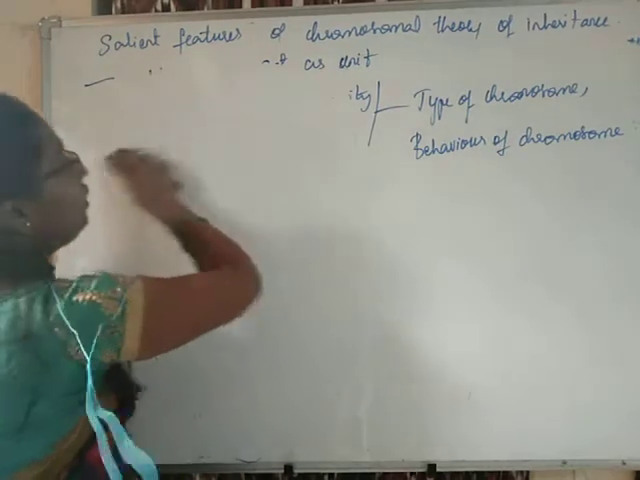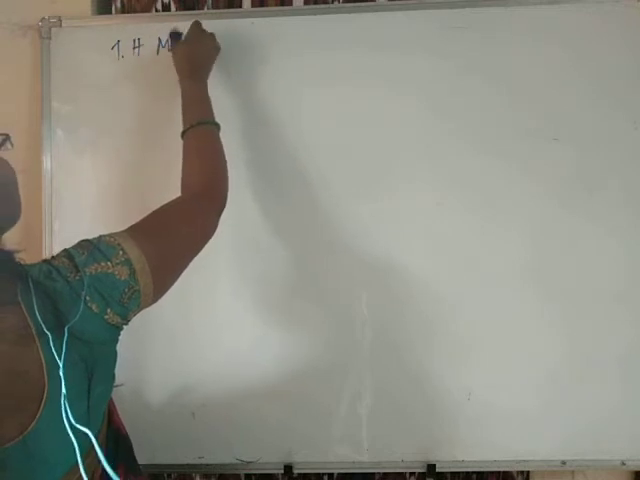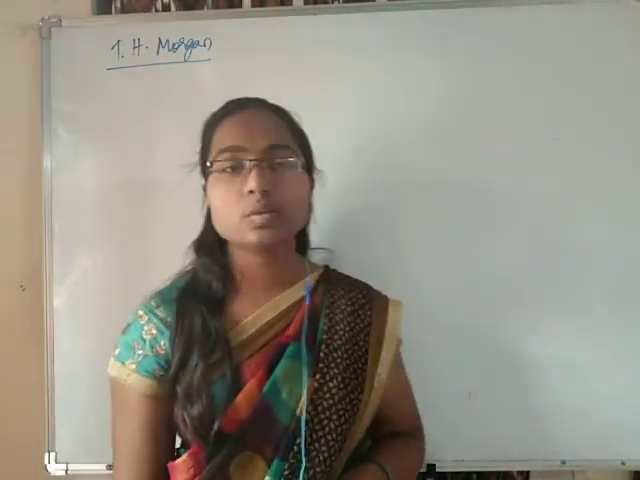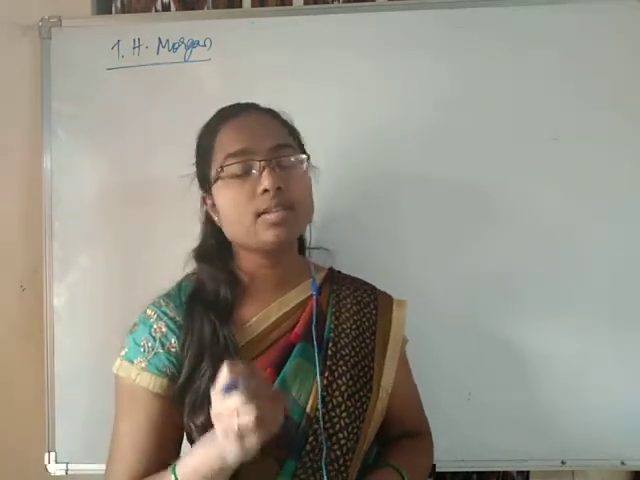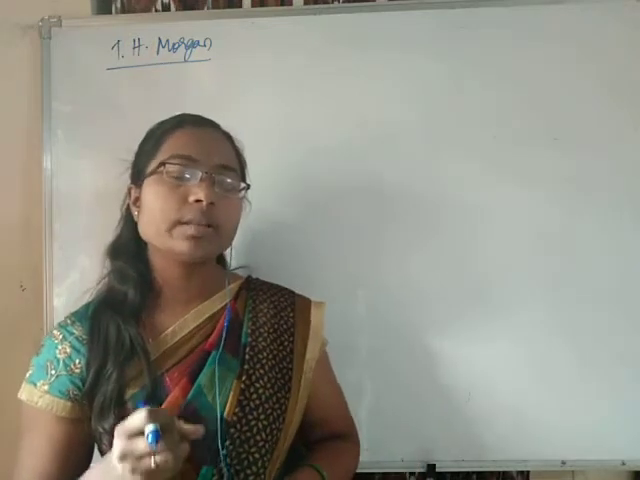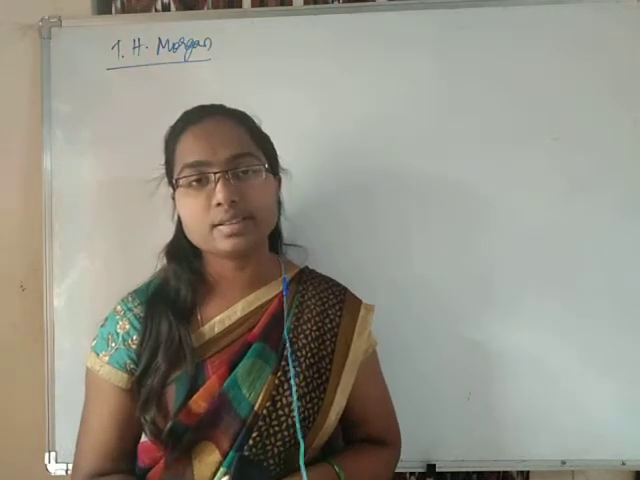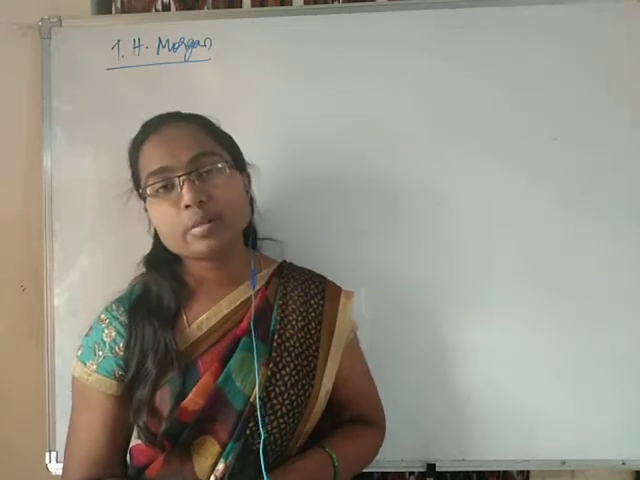Now later on, there came a person called T.H. Morgan. T.H. Morgan came after the salient features of the chromosomal theory of inheritance were given. On the basis of these features, he along with his colleague tried to experimentally prove the chromosomal theory of inheritance.